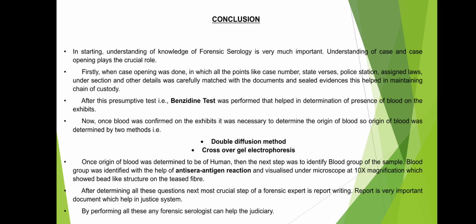The origin of blood was determined by two methods, that is double diffusion method and crossover gel electrophoresis. Once the origin of blood was determined to be human, the next step was to identify the blood group of the sample. Blood group was identified with the help of antisera antigen reaction and visualized under a microscope at 10x magnification, which showed bead-like structure on the teased fiber. After determining all these questions, the most crucial step of a forensic expert is report writing. The report is a very important document which helps in the justice system. By performing all these, any forensic serologist can help the judiciary.